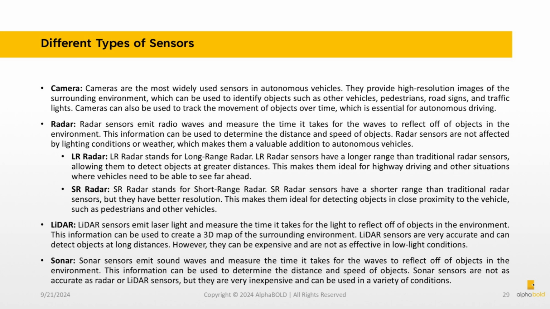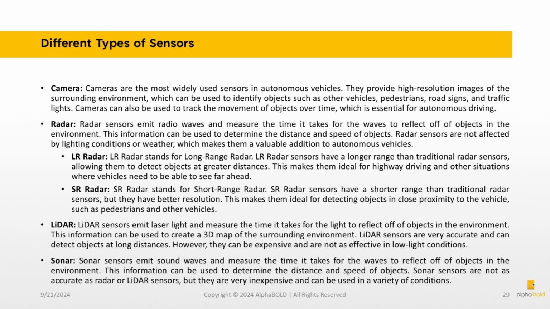Different types of sensors. Camera. Cameras are the most widely used sensors in autonomous vehicles. They provide high-resolution images of the surrounding environment, which can be used to identify objects such as other vehicles, pedestrians, road signs, and traffic lights. Cameras can also be used to track the movement of objects over time, which is essential for autonomous driving.